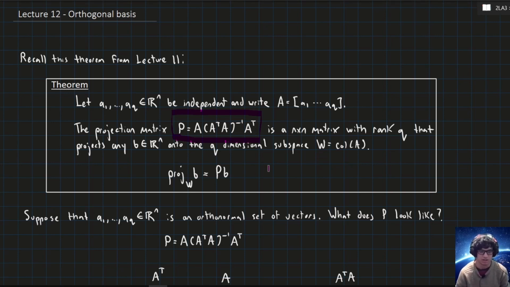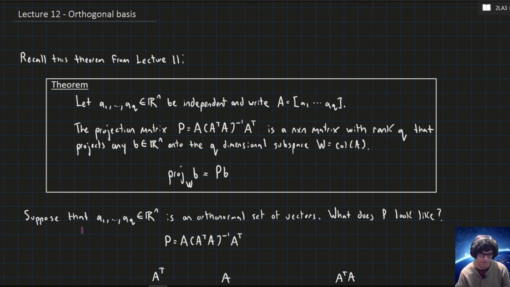And you may remember that it can be a bit of work to multiply this, then compute the inverse, and then multiply it all out. Okay, so if the vectors are orthogonal, so not just independent, orthogonal, then we have a simplification of this formula, which we'll go through now.